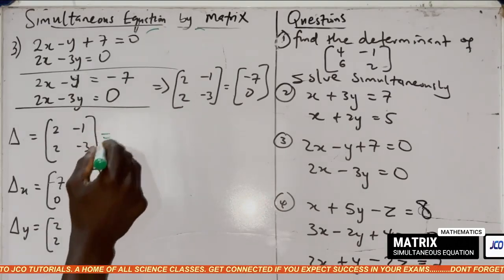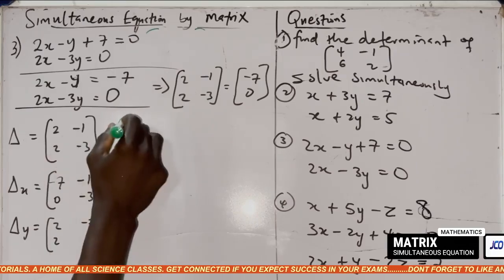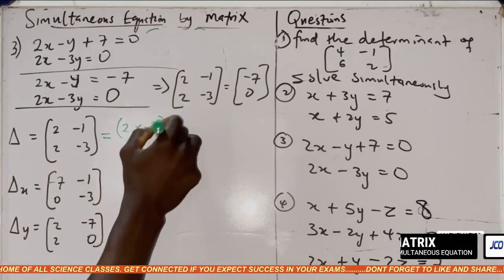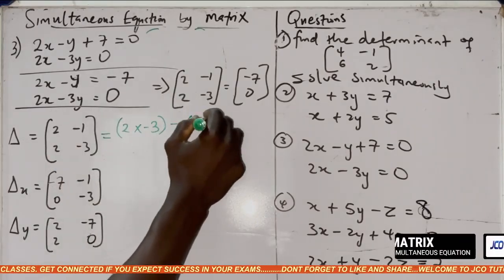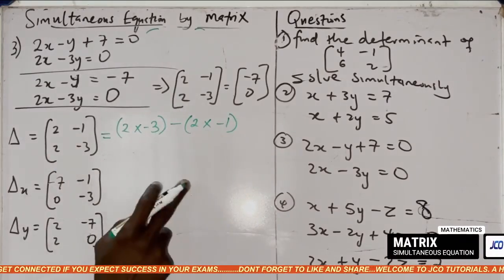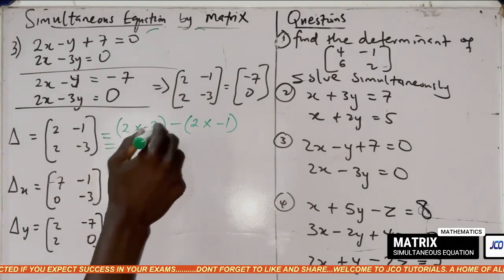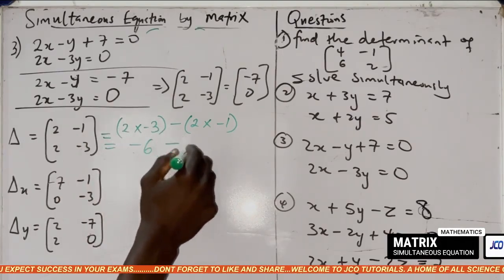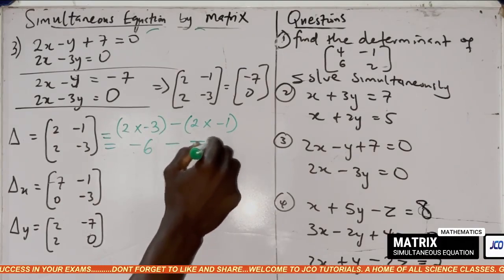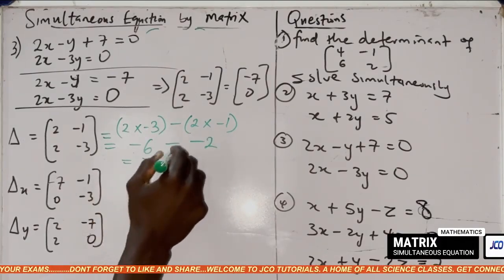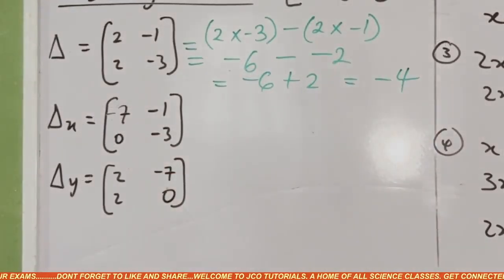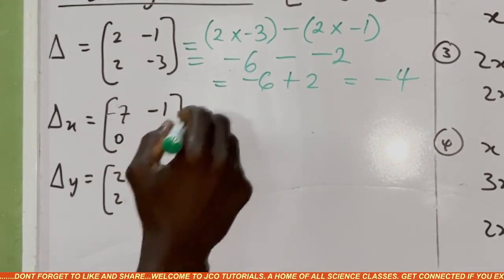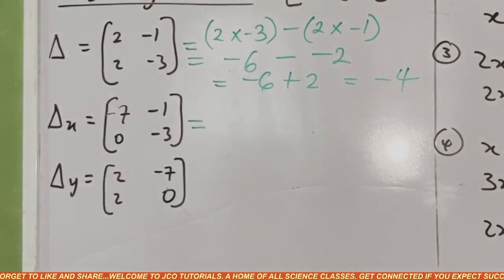Main diagonal 2 times minus 3 minus the other diagonal 2 times minus 1. So watch your signs very well. 2 times minus 3 is minus 6, minus 2 times minus 1 is minus 2. So minus 6 plus minus is plus 2. That gives you minus 4.